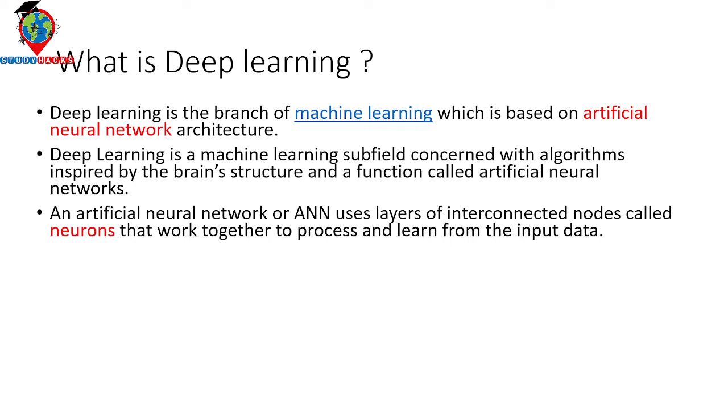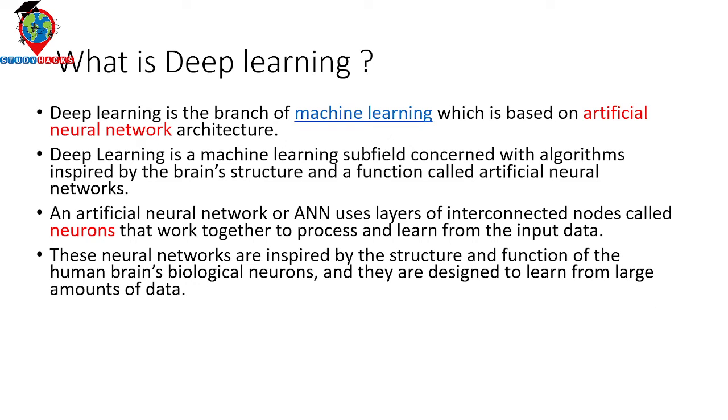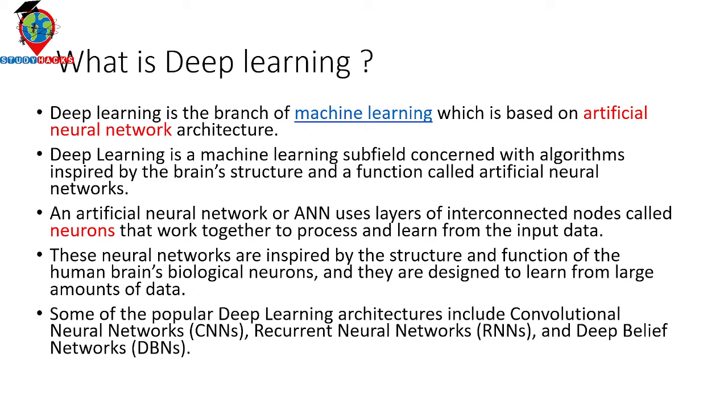Further, we will also discuss more details about the ANN, the artificial neural network, and how it works. These neural networks are inspired by the structure and function of the human brain's biological neurons, and they are designed to learn from large amounts of datasets. Some of the popular deep learning models include the convolutional neural network (CNN), recurrent neural network (RNN), and deep belief network, mainly DBN. All of those neural networks I will try to explain in this video tutorial.